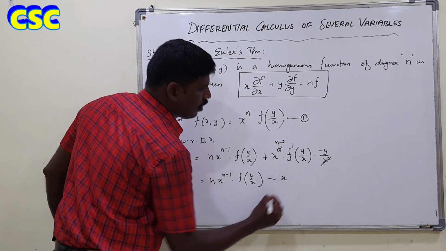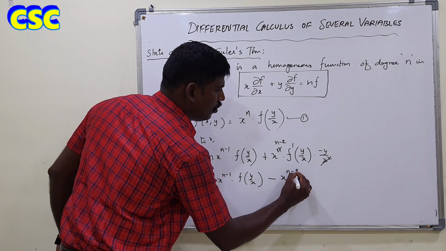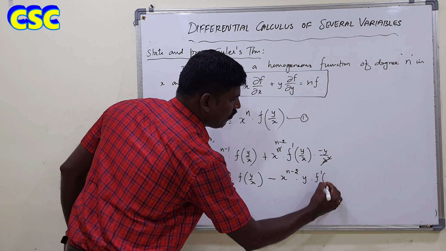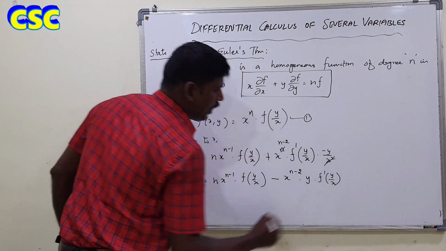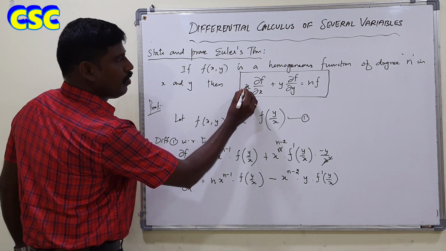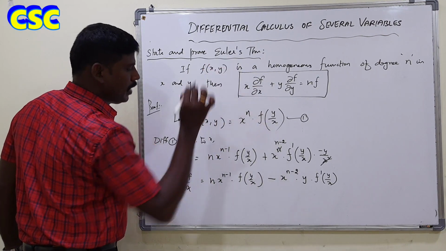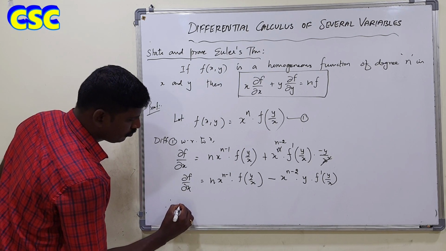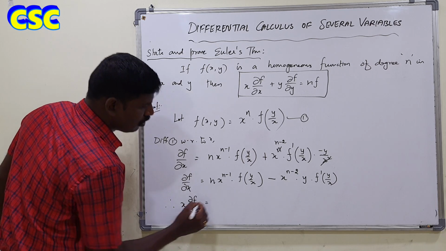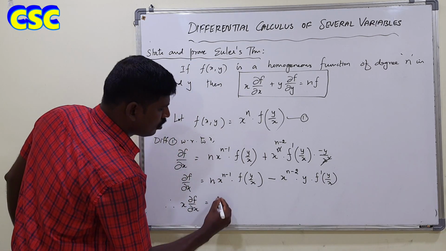So x to the power n minus 2, or one y is also there, y into f dash of y by x. Okay, so this is the value of dou f by dou x. Now I am going to multiply this dou f by dou x by x. Therefore, x into dou f by dou x is equal to, multiply this by x. So what will you get?